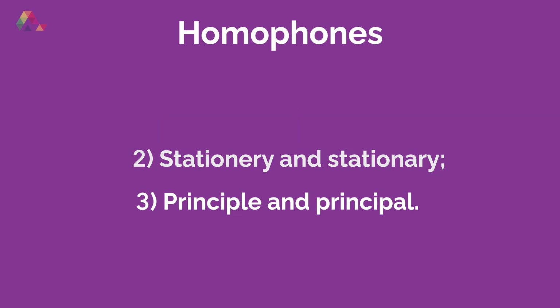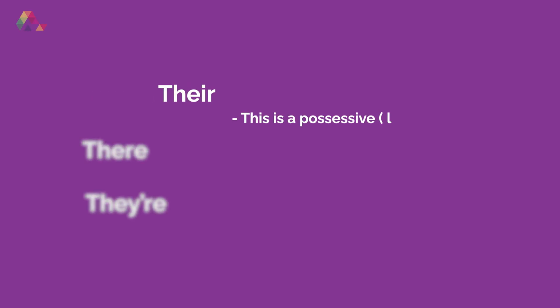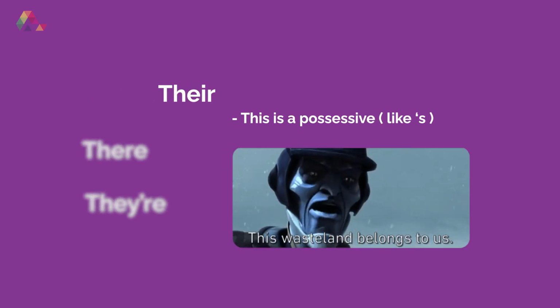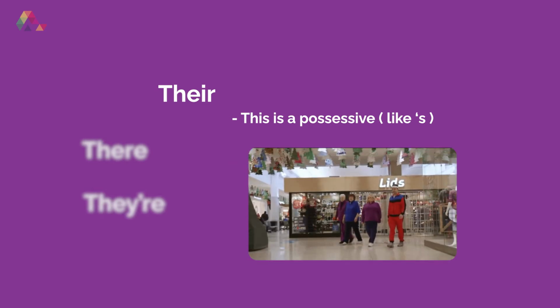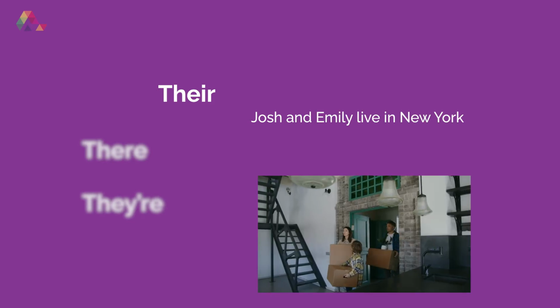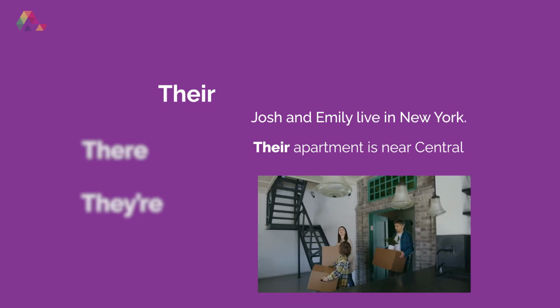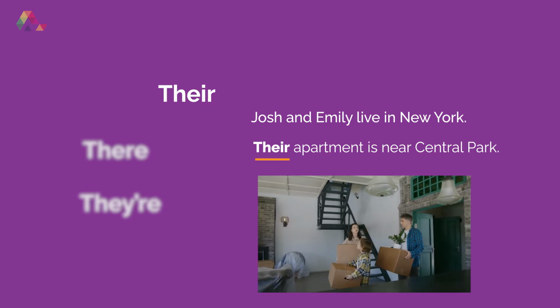Let's look at a new set of homophones. Their, there, and they're. These three words are some of the most commonly confused words in the English language. Their is a possessive, like apostrophe S. That means something belongs to them. Their always refers to two or more people. Josh and Emily live in New York. Their apartment is near Central Park. Using their shows the apartment belongs to Josh and Emily.